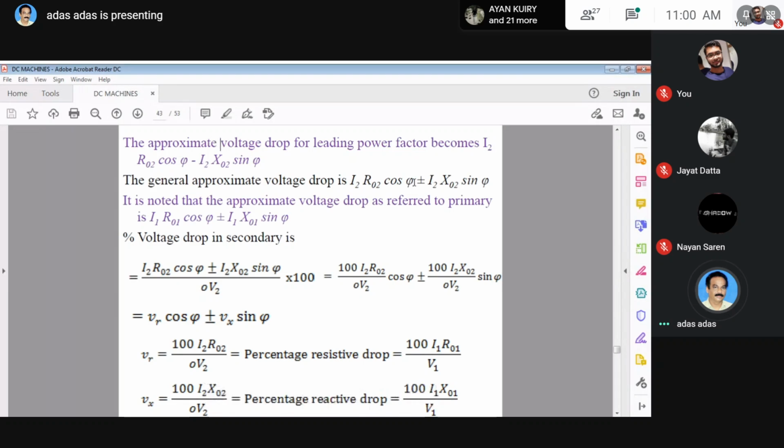The general expression is this, and obviously two are there, so that is the voltage drop referred to the secondary side. Similarly, voltage drop referred to the primary side, this one. After a long calculation, we get percentage voltage drop referred to the secondary side, VR cos phi plus minus Vx sin phi. This is the general formula.